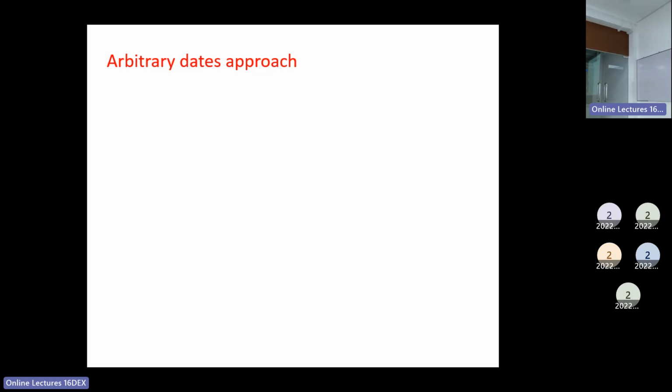But yes, in a way, this is a good method. There are some advantages of using the arbitrary date, the anniversary, for evaluation. So, what are the advantages? What is the biggest advantage of this?